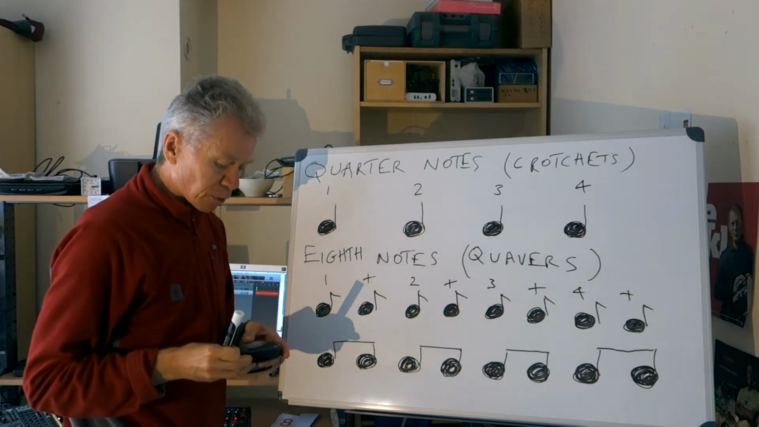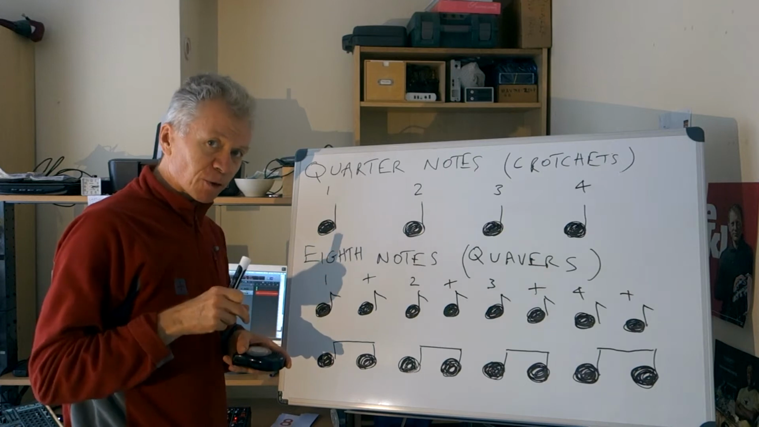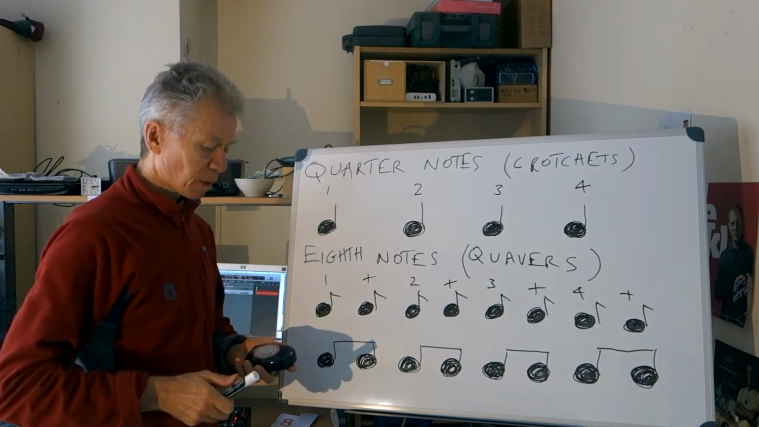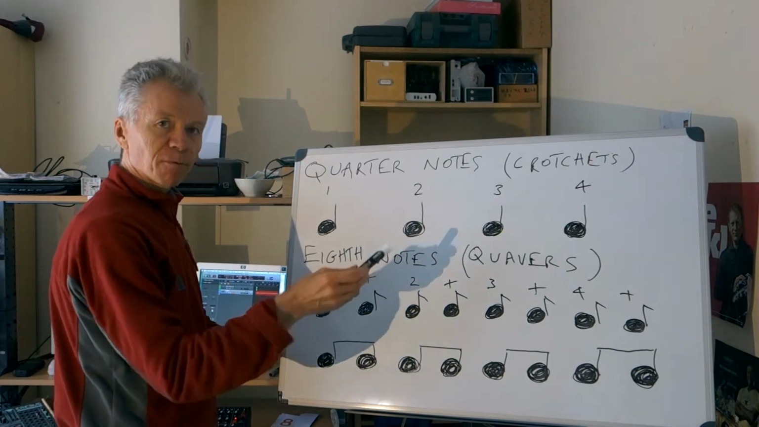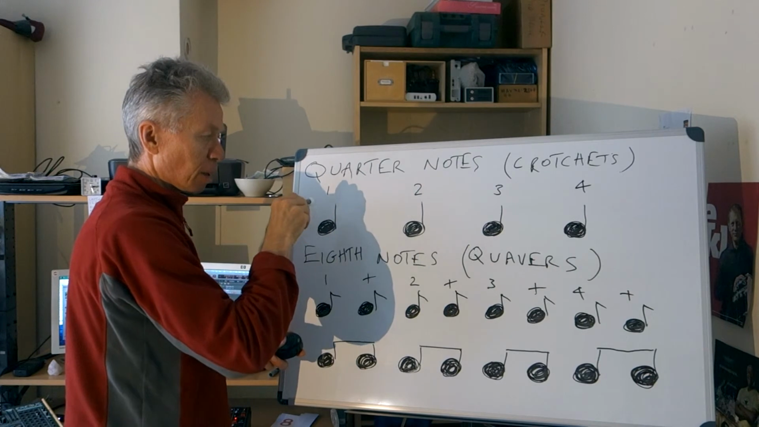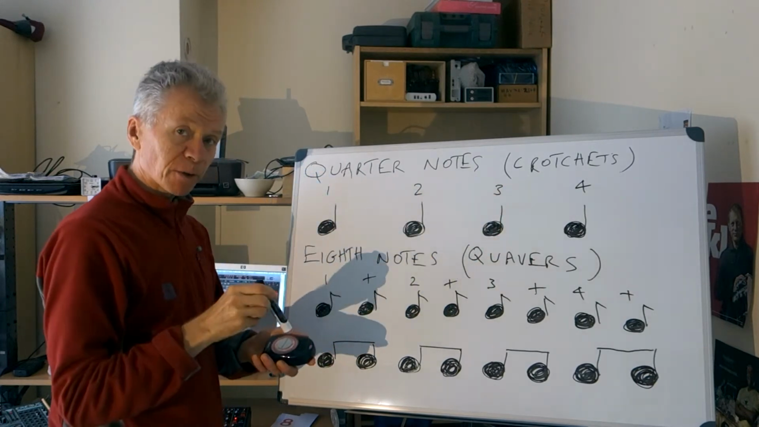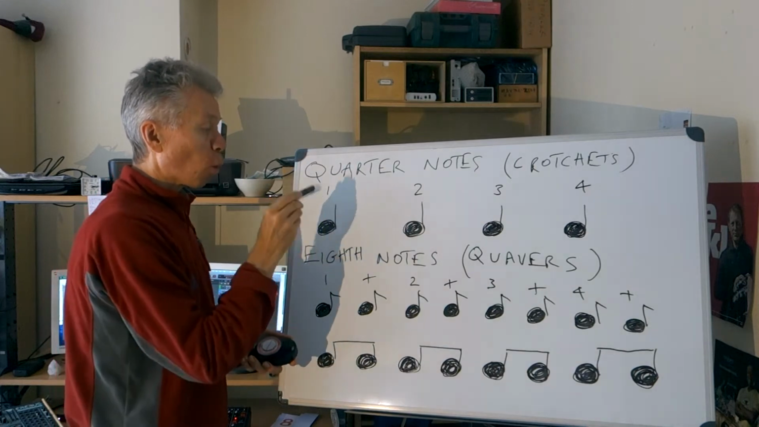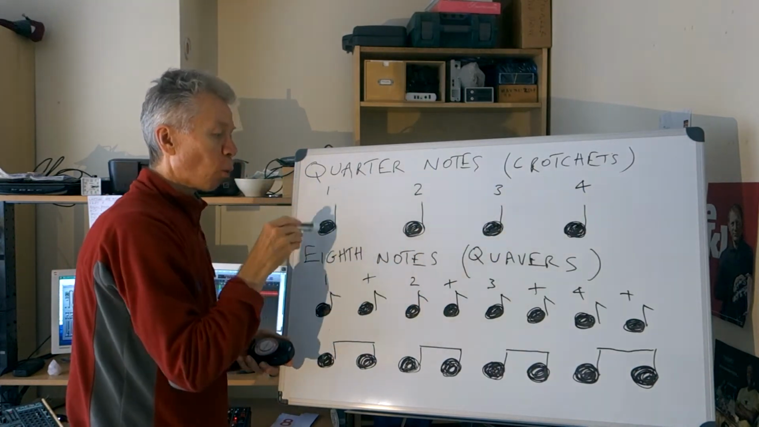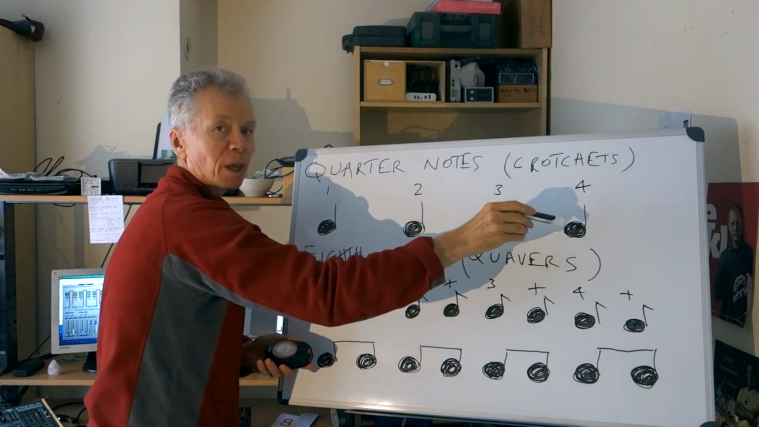I'm going to put a metronome on at 60 beats a minute. That means that the metronome is beating once a second. And for quarter notes, we're going to tap out the quarter notes or sing the quarter notes with the metronome. So 1, 2, 3, 4. 1, 2, 3, 4. Okay?